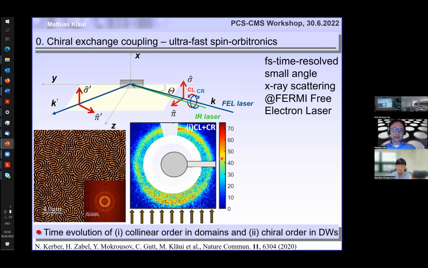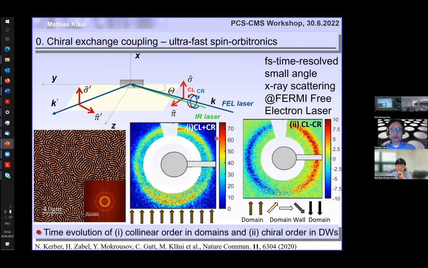And the intensity of this ring is a measure of the collinear order of the magnetization in the domains. And if we shake it, and the whole thing starts a bit shaking, then from the intensity of this ring, we can see how good magnetic order is in the domains. Now, in addition to the sum of circular left and circular right, we can also look at the difference between circular left and circular right. And this difference here is now a measure of the chirality of our domain wall. And from the intensity, this red-blue, we can get the degree of ordering of our domain wall.